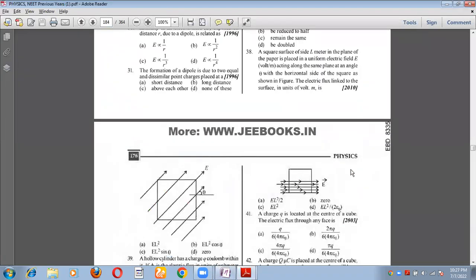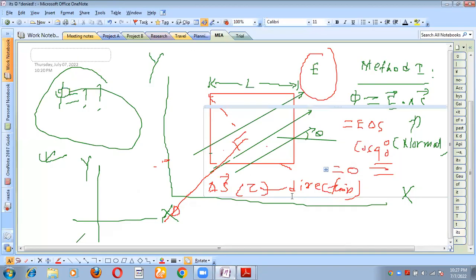No need of theta, no use of theta. Theta is extra data here. Everyone understood this or not? Anyone having doubt, please ask. Here, sir, flux is 0 because cos 90 is 0, right, sir? Yes, okay, sir. The angle between electric field and area vector is 90 degrees.